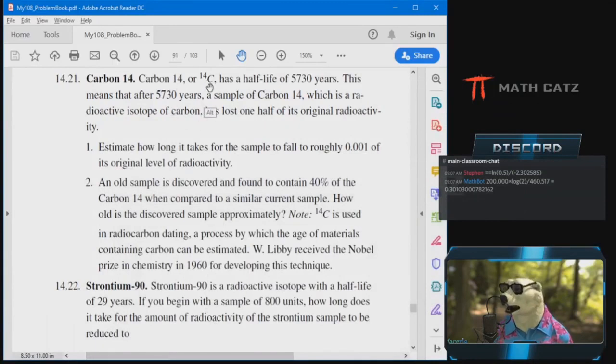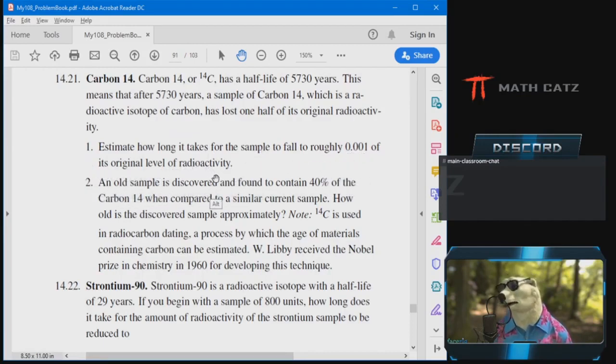Carbon-14 has a half-life of approximately 5,730 years. This means that after 5,730 years, a sample of carbon-14, which is a radioactive isotope of carbon, has lost 1/2 of its original radioactivity. That's what half-life means. So it just takes a very long time. So it's very stable.